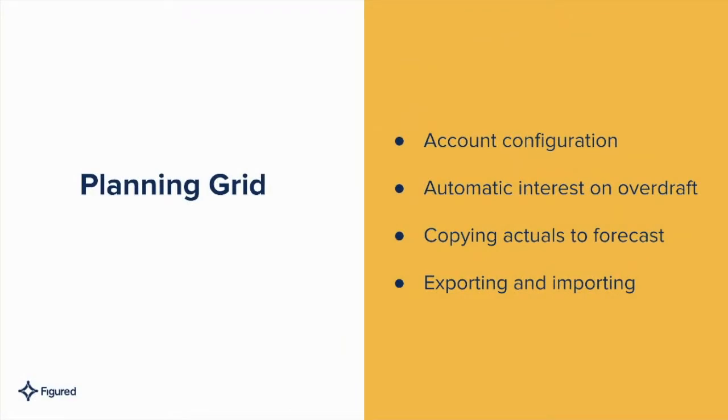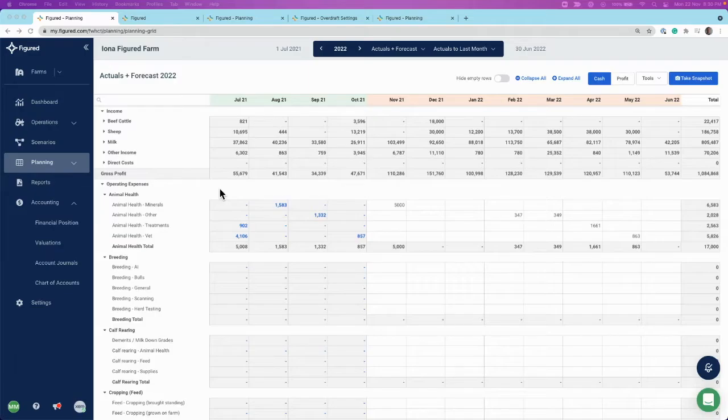Today we're going to continue to look at the planning grid. We're going to look at account configuration, automatic interest and overdraft, copying actuals to forecast, and exporting and importing. So let's jump into the farm and firstly look at our account configuration.